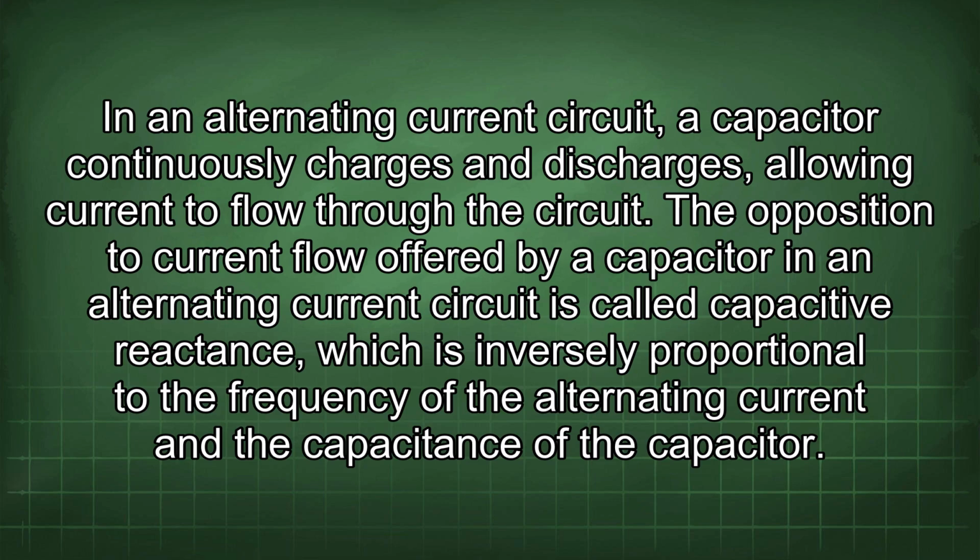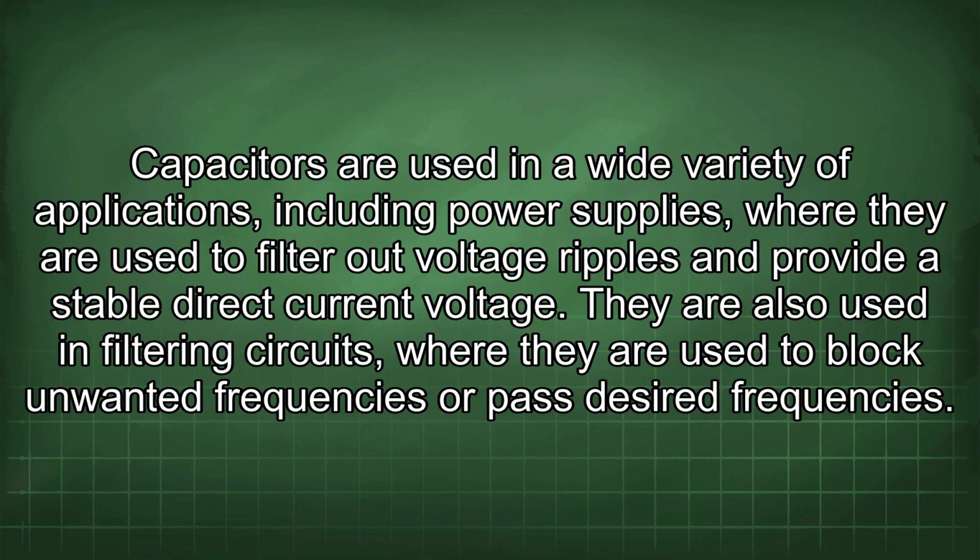The opposition to current flow offered by a capacitor in an alternating current circuit is called capacitive reactance, which is inversely proportional to the frequency of the alternating current and the capacitance of the capacitor. Capacitors are used in a wide variety of applications, including power supplies, where they are used to filter out voltage ripples and provide a stable direct current voltage.